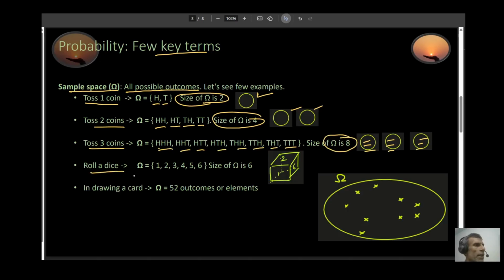How about if you roll a dice? This is the dice I roll. I can get any number between 1 to 6. So in this case, the size of my sample space is 6. How about if you draw a card? Well, you can get any one card, right? There are 52 possible outcomes over here. So the size of my sample space in this case is 52.